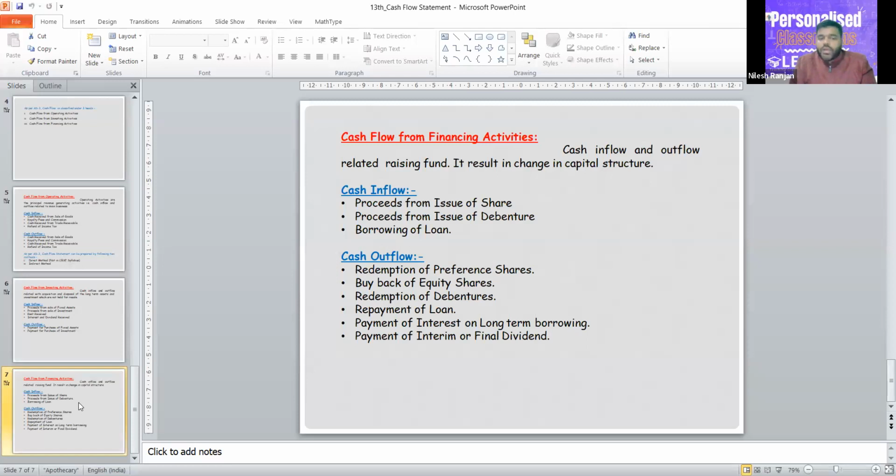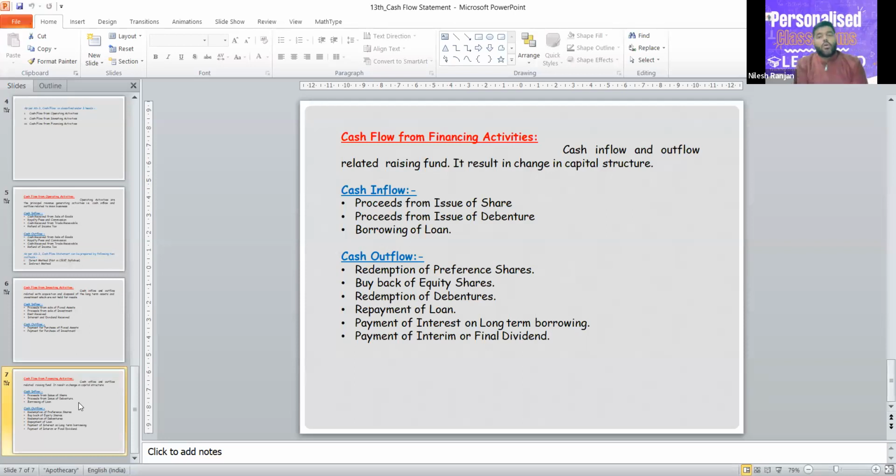Okay, sir. Now, cash outflow. Redemption of preference share means once you issue preference share, then after some years you have to redeem it, means you have to pay the money back to the preference shareholders. Buyback of equity share: if you issue equity share, then maybe after some years you decide to buy back those equity shares. So in that case, it is also cash outflow. Redemption of debenture means you are paying money back to the debenture holders. Repayment of loan means payment to the bank, payment of interest, payment of interim or final dividend. So all these items will come under financing activities.